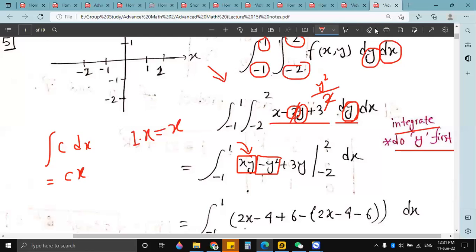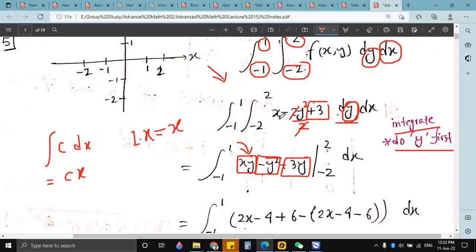Mm-hmm. Let me write it down here. Integration of y is y squared, and then we divide by the power, and these two and these two get cancelled, and we get minus y squared. And then integration of 3 is going to be 3y. So this is 3y, okay?